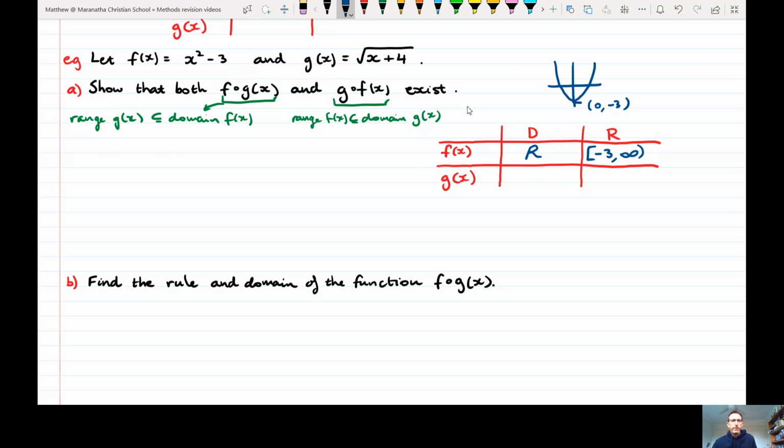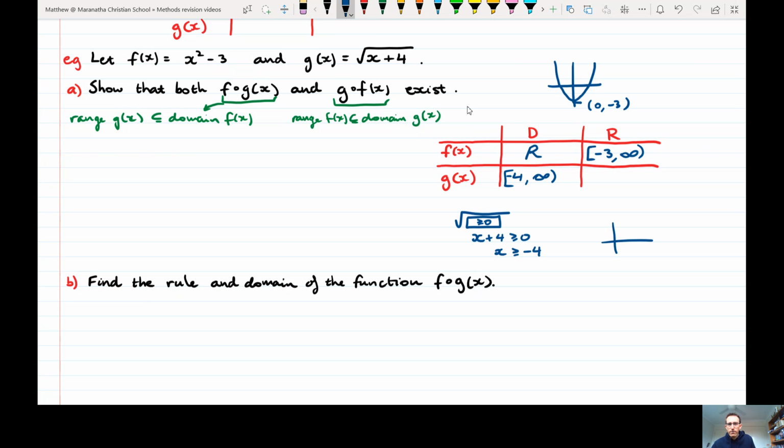Let's have a look at the square root graph. So the square root graph has a domain of -4 to infinity. Because remember, the values under a square root must be positive or 0, must be greater than or equal to 0. So what we're going to do is solve the bit under the root sign for bigger than or equal to 0. So that gives you x is bigger than or equal to -4, which can be written as -4 to infinity. The range, well, it's a square root graph.